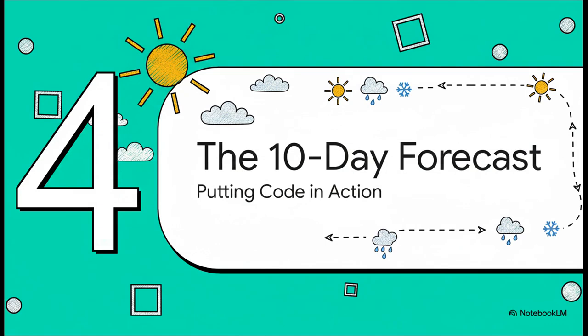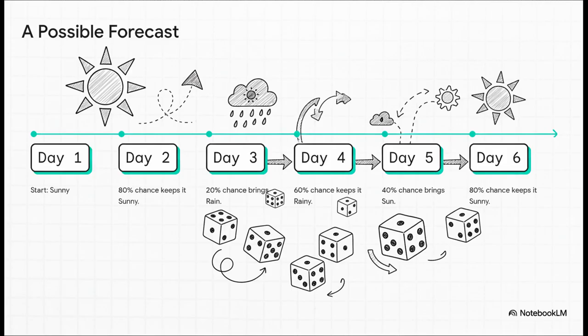Okay, so we get the rules, we get the logic. Let's see what happens when we just let the code run. We're going to start on a sunny day and simulate a full 10-day forecast. Here's one possible way this could all shake out. We start on day 1, sunny. With that 80% chance to stay sunny, it's not a huge shock that day 2 is also sunny. But then, bam, on day 3, that 20% chance hit and we flip to rainy.